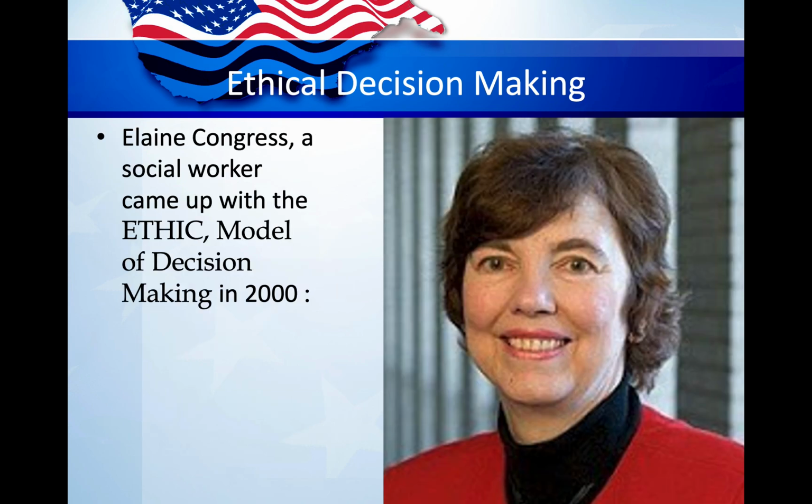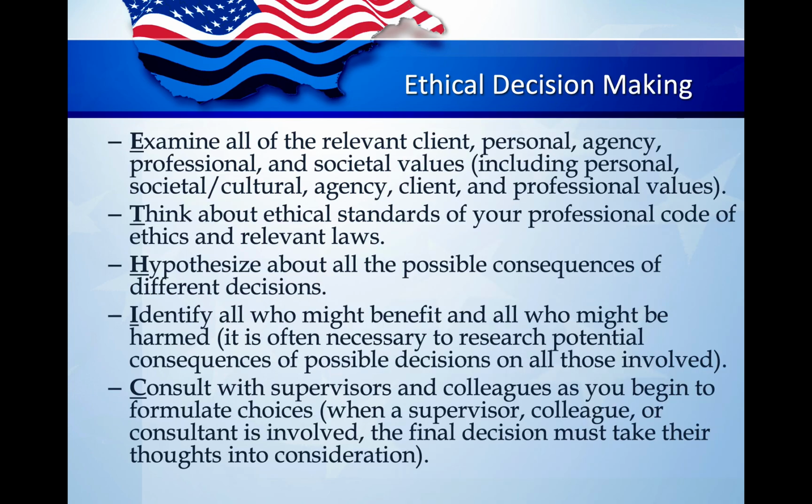Elaine Congress, a social worker, came up with the ethic model of decision making in 2000. Examine all the relevant client, personal, agency, professional, and societal values, including personal, societal, cultural, agency, client, and professional values. Think about the ethical standards of your professional code of ethics and relevant laws. Hypothesize about all the possible consequences of different decisions. Identify all who might benefit and all who might be harmed.